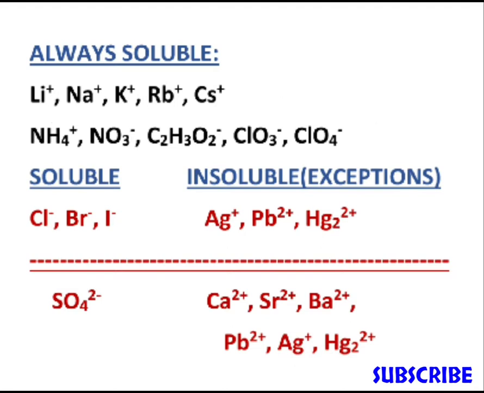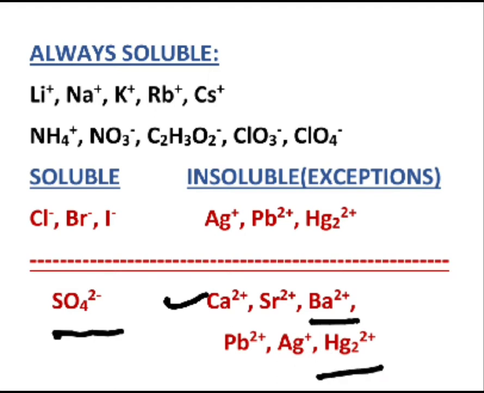After that, the next category comes with reference to chloride, bromide, and iodides. Now chloride, bromide, and iodides in major forms are found to be soluble. However, there are certain exceptions to this, right? That means there are certain chlorides, bromides, and iodides which are insoluble as well. So which are those? Silver salts, lead salts, and mercury salts of chlorides, bromides, and iodides are found to be insoluble. After that, we can talk about sulfates. Again, the majority of the sulfates are found to be soluble, with certain exceptions like calcium sulfate, strontium sulfate, barium sulfate, lead sulfate, silver sulfate, and mercury sulfate. These are found to be insoluble.